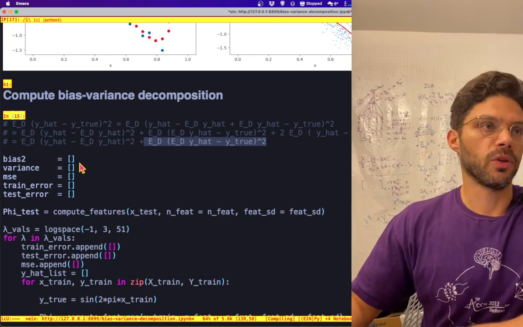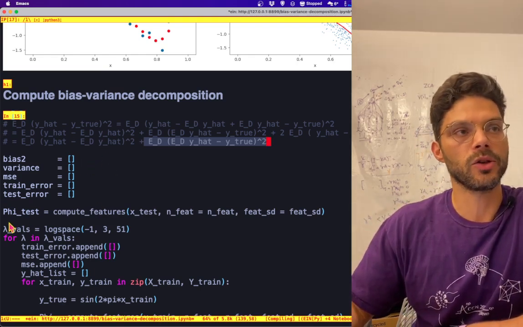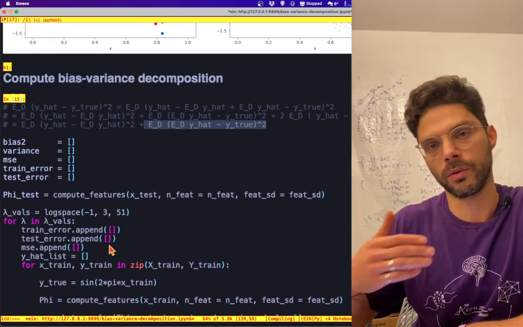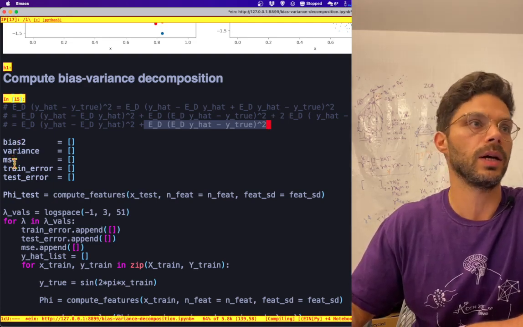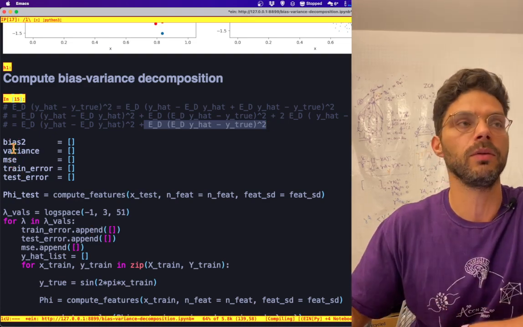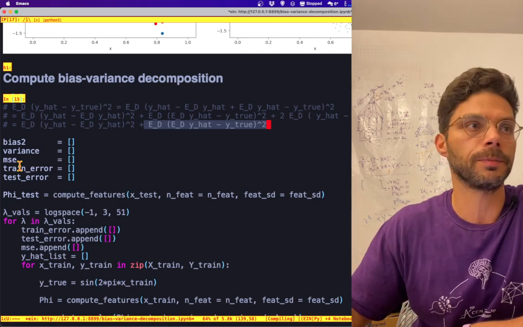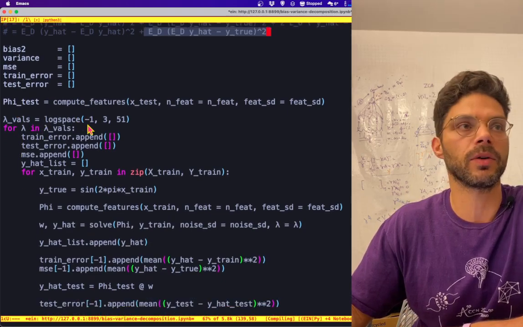Okay, so now we're just going to run through a bunch of regularization values and through each one of our data sets to build up the bias, the variance, the mean squared error, which should be the sum of the two, and then the training error and the test error. And that's what this next bit of code does.